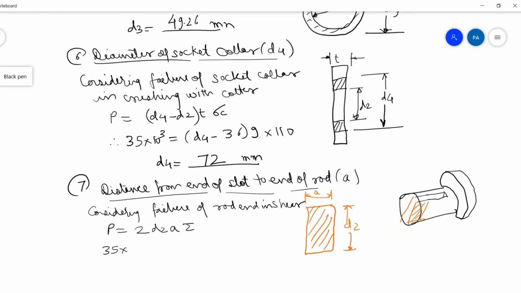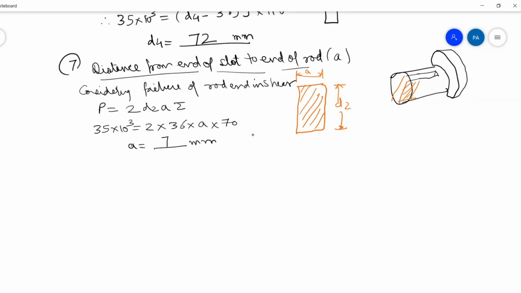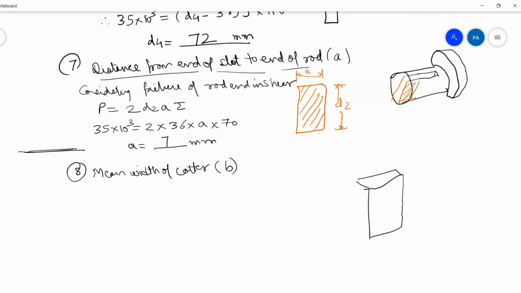That is 35 into 10 raised to 3 equal to 2 into, what is D2? D2 is 36, A is unknown, tau is 70. So you'll get the value of A as something, so 7 mm. Now 8 is mean width of Cotter, and it is denoted by P. And how does it fail? If this is the Cotter, then it fails from here like this and like this.